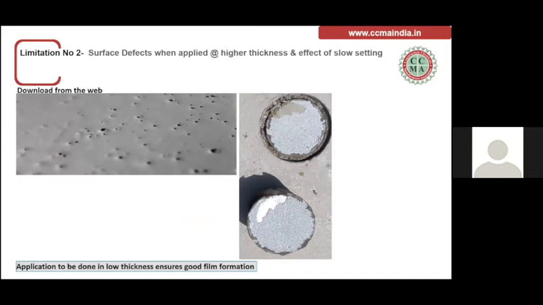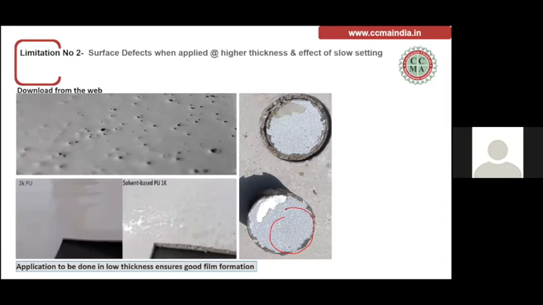So we did a pull-out test and looked at the structure of a single component. We cut the two component product and a one component product, and when applied at a higher thickness, we see the film formation is better in a two component. So it totally depends on how we apply. If the product is good, and if applied in proper relative humidity, at the same time taking care of proper priming and proper surface preparation, single component, if you see any of the ETA certificates, gives a very good performance life as well.